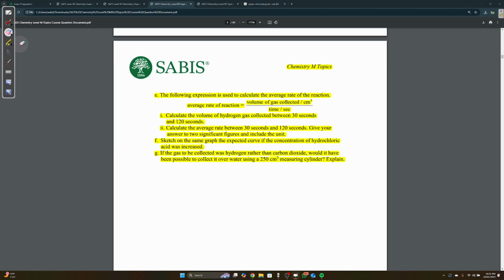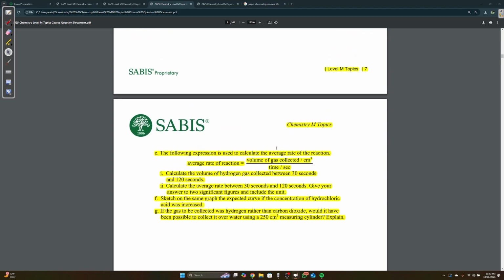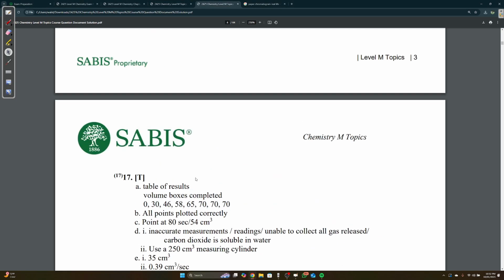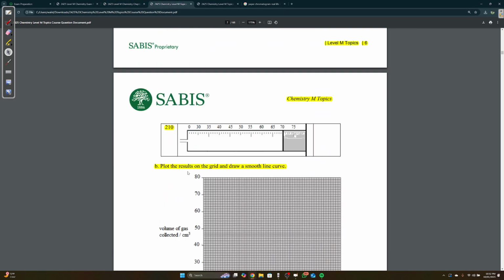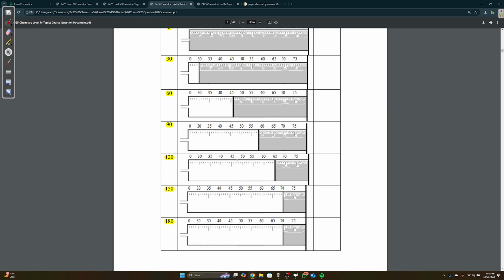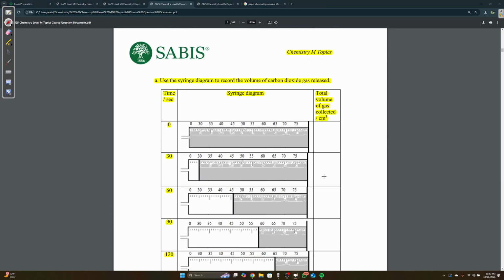Part E, the following expression is used to calculate the rate. Calculate the volume collected between 30 seconds and 120 seconds. Okay, so the volume between 30 and 120. So at 30 we got, I think it was 30. And then at 120 we got, how much was it? At 120 we had 65. So at 30 we had 30. At 120 we had 65.